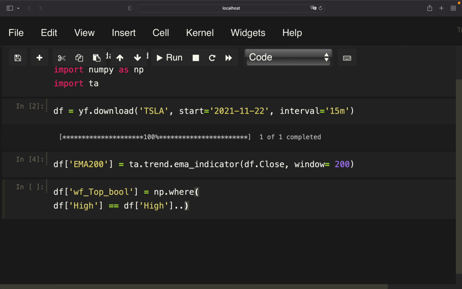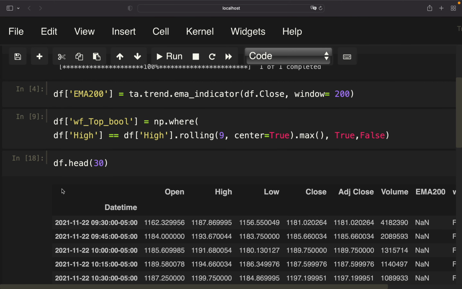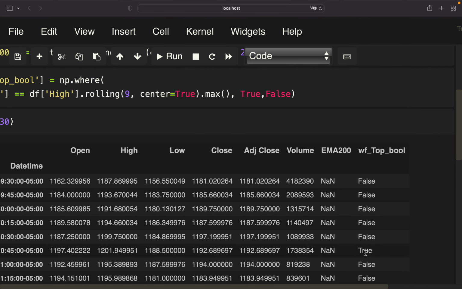So just rolling over 9 days, set the center to true and take the max. And if that's the case, we want to have a true. If not, we want to have a false value. So let's take a look at what we are getting and understand why we are getting a true value.